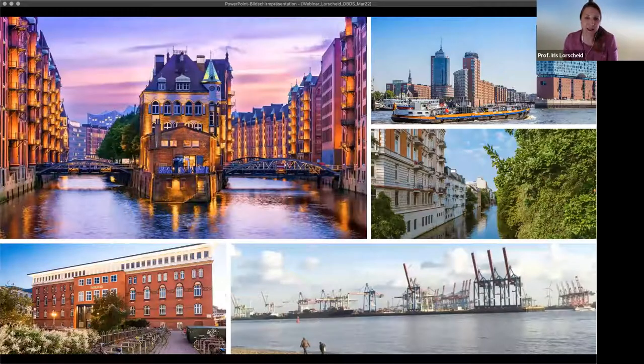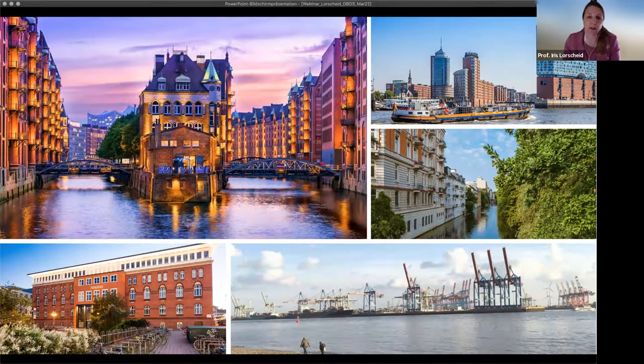Hamburg is the second largest city, only 1.5 hours away from Berlin. It's a nice harbor city. And on the bottom left, you see the building that I'm sitting in and work in. We have a nice family atmosphere. Our courses are not super big. We are very well connected to the companies in Hamburg. We are situated right in the center of Hamburg. So it's a very nice community.